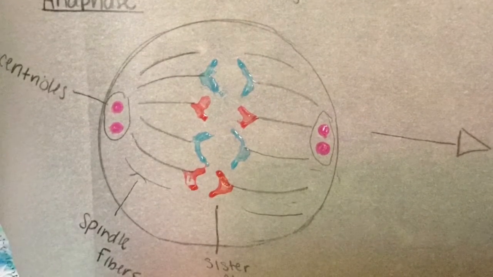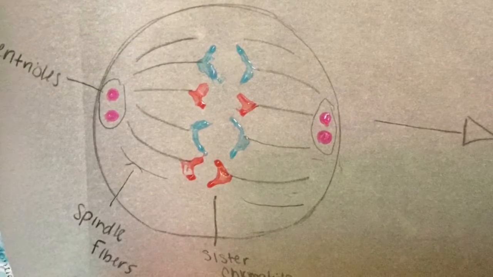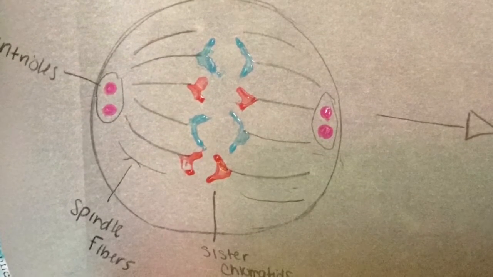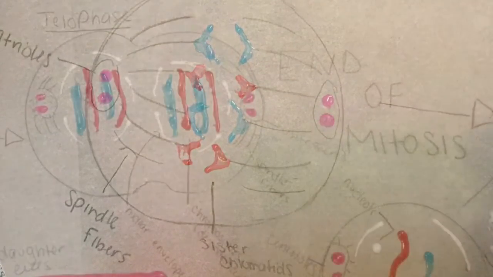Anaphase, the third step in mitosis. The sister chromatids are pulled apart and moved to opposite poles of the cell. They are pulled apart as motor proteins move along the spindle fibers, dragging them to opposite poles.